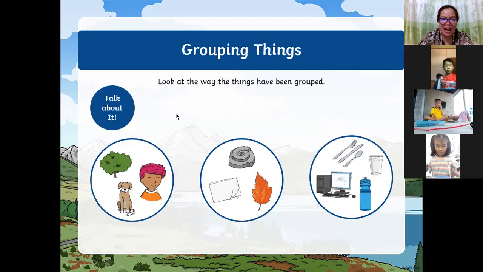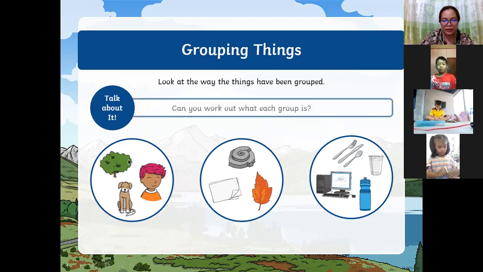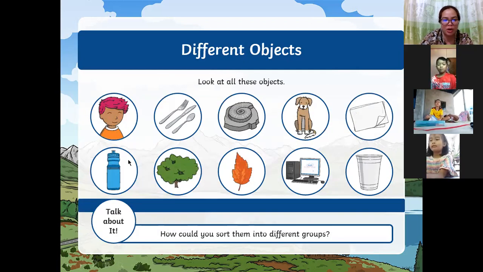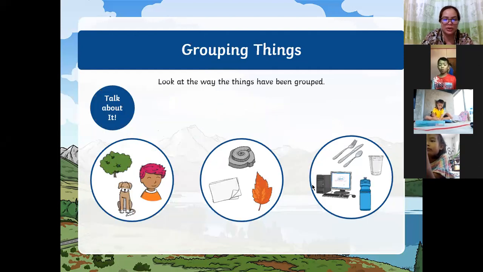Okay, now look at the way the things have been grouped. We have three groups already. We have 10 objects here: 1, 2, 3, 4, 5, 6, 7, 8, 9, 10. Now we are going to group these 10 objects in three groups. Okay, so here we are.